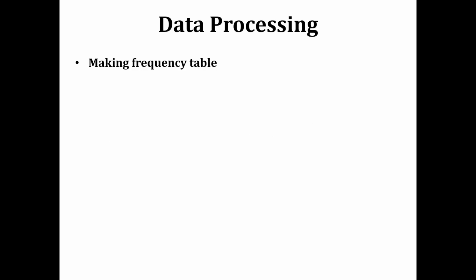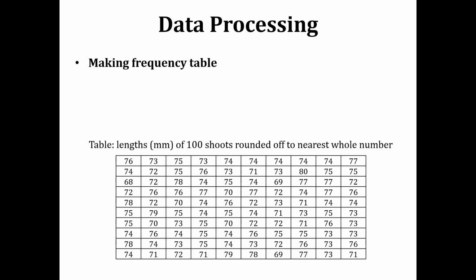In data processing, first of all, we are going to see how we can make frequency tables. For that purpose, we are going to take this example. This is the example of the length of 100 shoots, and you can see different numbers: 76, 73, 75, 73. These observations have been rounded off to the nearest whole number. They have been taken on a ratio scale, and this is a measurement variable. As you can see, this is the length of something, and the variable in this case is shoot length. So this is the data that we have.